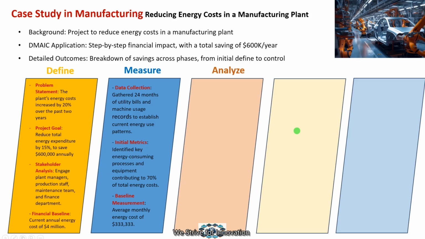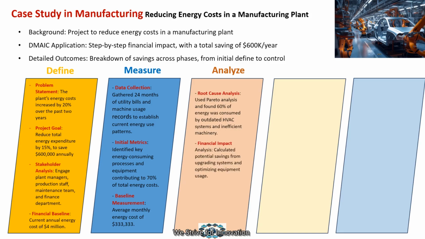Here, the first thing you start with is the root cause. Use Pareto analysis, which is very good in determining where the problem is. Remember the idea of 80-20%, where 80% of the problem comes from 20% of the material. Here you use Pareto analysis, which found that 60% of energy was consumed by what? Outdated HVAC systems and inefficient machinery. For the financial impact, you calculate the potential savings from upgrading this system and optimizing those equipments.